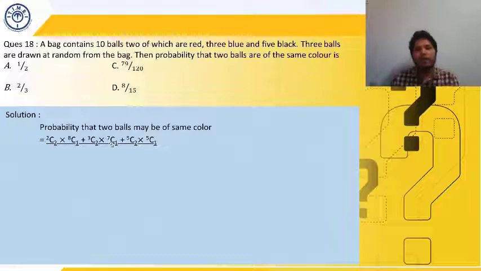Third case is going to be when we are going to select 2 black balls from the 5 given black balls.